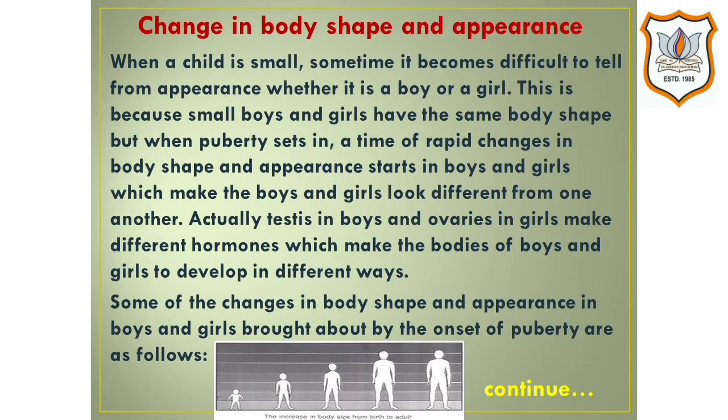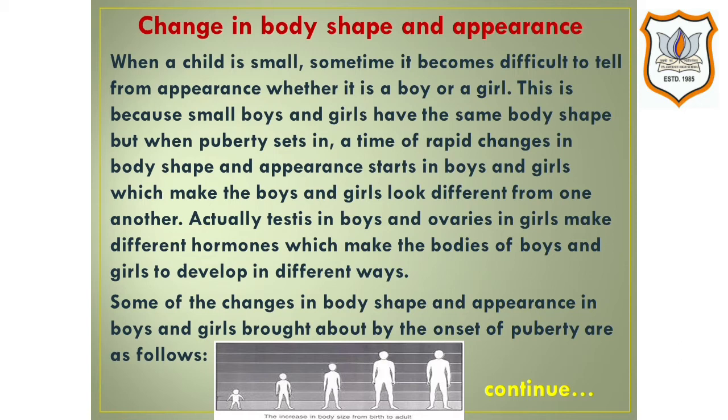Students, we will now discuss the change in body shape and appearance at puberty. When a child is small, sometimes it becomes difficult to tell from appearance whether it is a boy or a girl. This is because small boys and girls have the same body shape. So it is usually the type of clothes worn by a small child which helps us in telling whether it is a boy or a girl, and not its body shape.